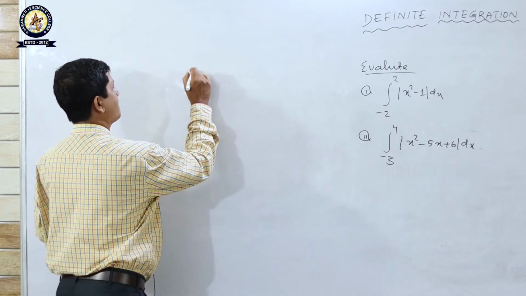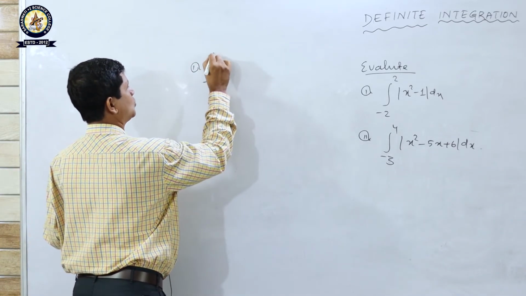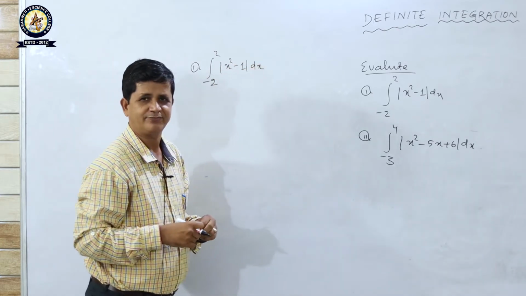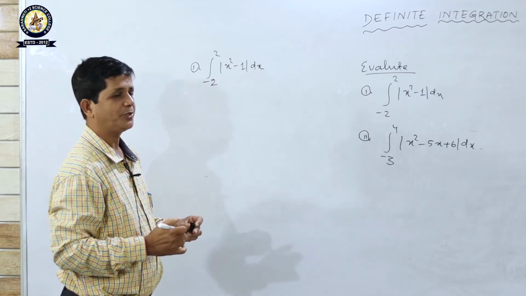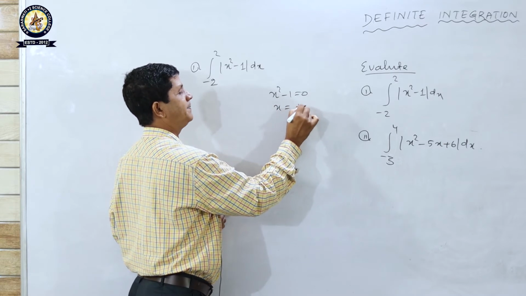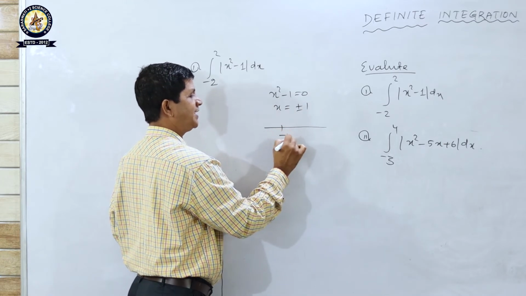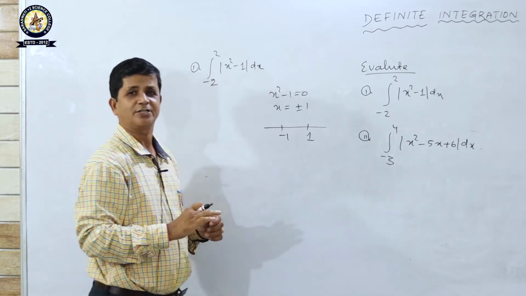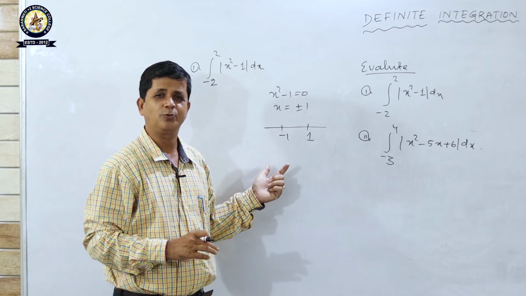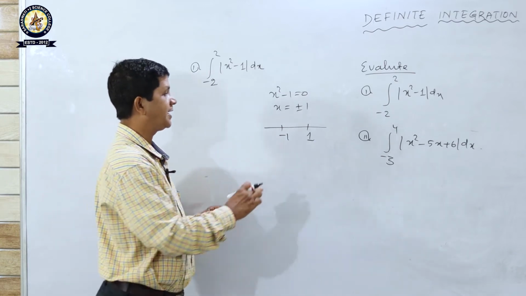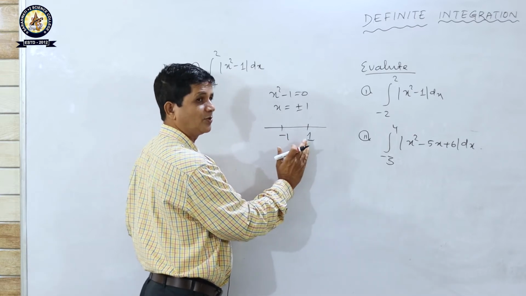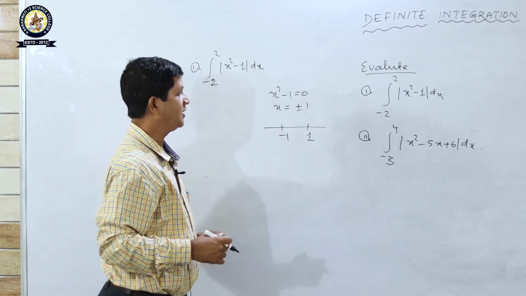In the first bit, -2 to 2 of mod of x square minus 1 dx. This is the quadratic type. Look at it: if you put x square minus 1 equal to 0, what will x be? It will be plus minus 1. So you just arrange -1 and 1 on the number line, nothing else. Whatever values you get from solving this equation, you put only those points on the line. Now the number line is divided into three parts: minus infinity to -1, -1 to 1, and 1 to infinity.